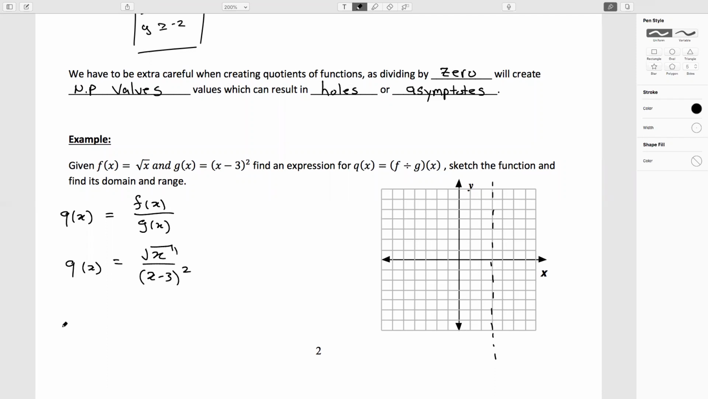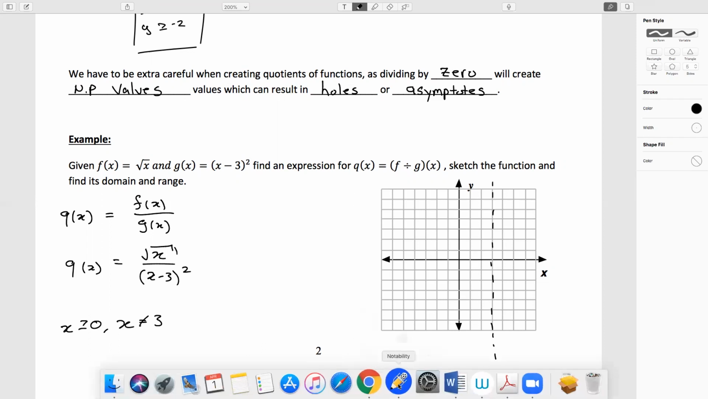So for our domain, x is greater than or equal to 0. However, x also cannot equal 3. For the range, we're going to have to go to Desmos. So let's graph this thing.